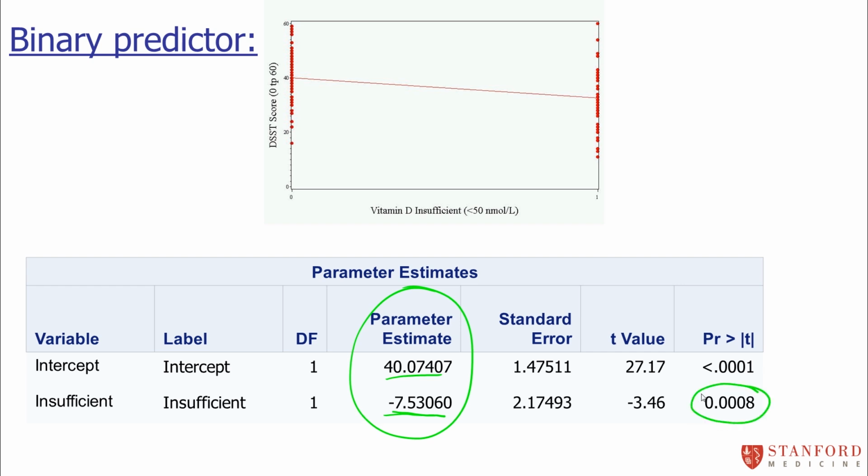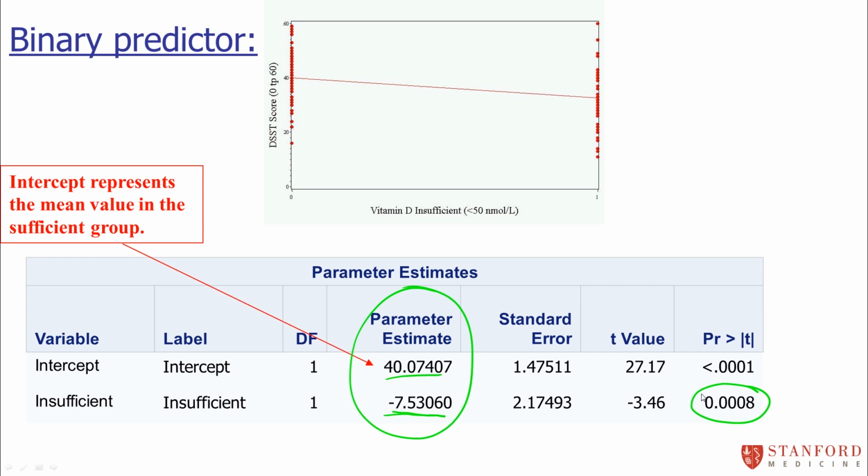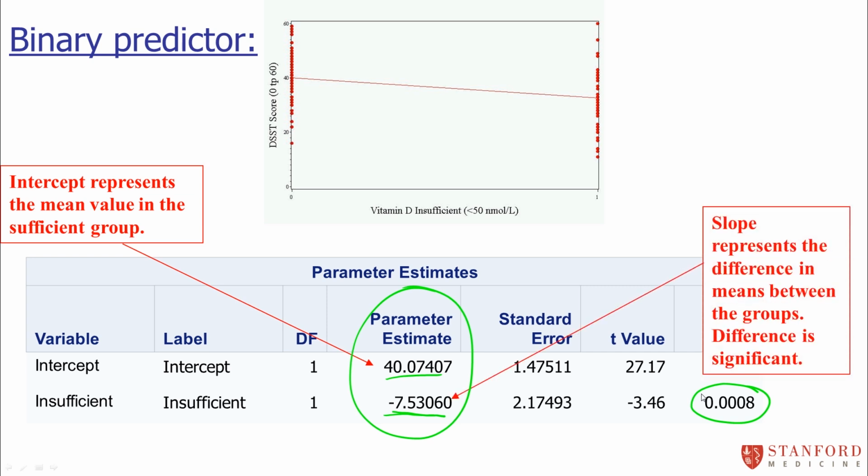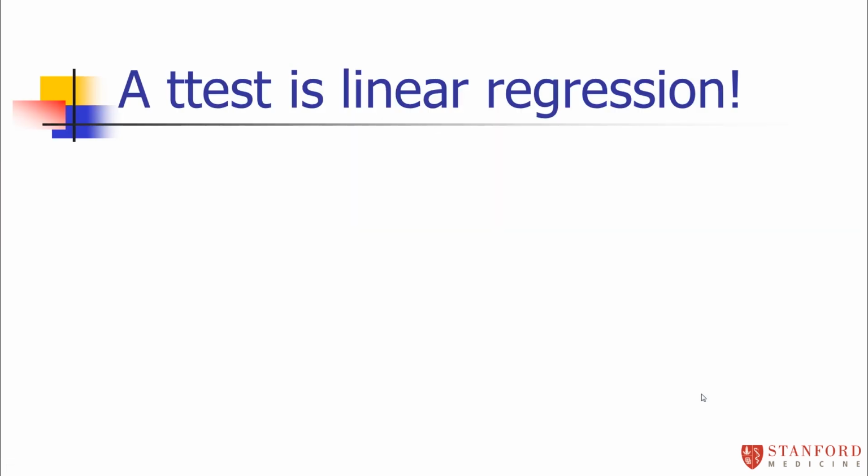This is just giving me back the equation of that line. We could also look at the graph again to see the equation of that line. Again, the intercept represents the mean value in the sufficient group. The slope here just represents the difference in means between the 2 groups, and it is statistically significant.